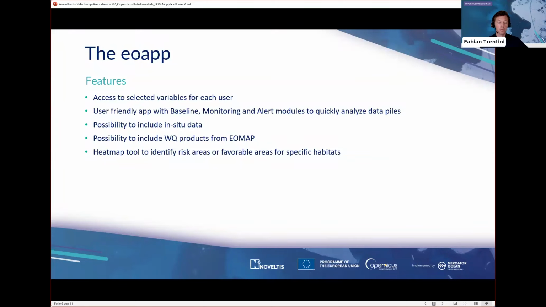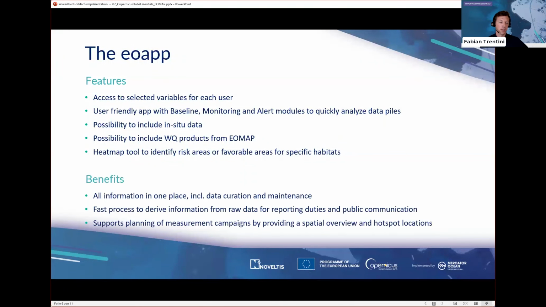We can also include the water quality products from EOMAP, so our own products. They go into the exact same app, and you can also compare them to Copernicus data, for example. And then we have a nice tool, I will talk about it a bit later, called heat map tool, where you can identify areas that might be of high risk for algae blooms, for example, or also favorable for a specific habitat. So this just goes through many, many years of different variables and combines them, and you can define how this should be done. And then it gives you a heat map of where conditions usually apply that you've been defining.